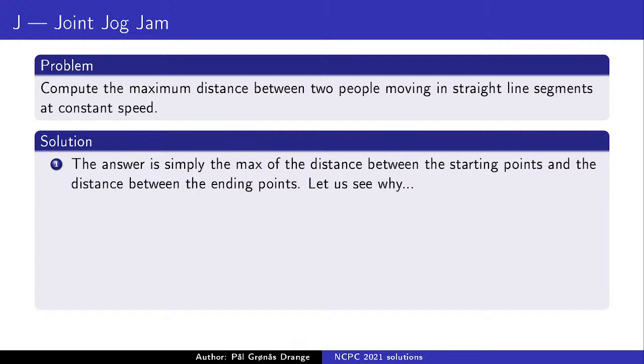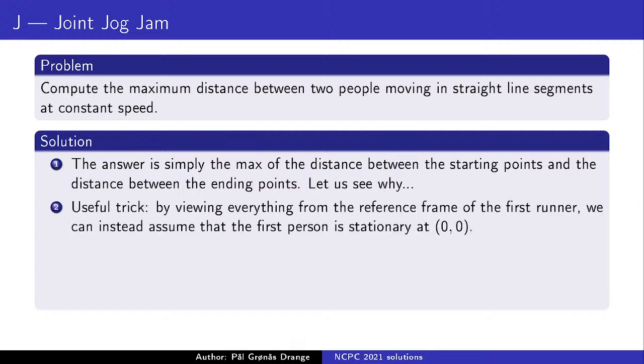This is the answer, and once you know this, it's very easy to code up. But let us quickly see why this is actually the answer. So again, there's an interesting, nice trick here, which if you haven't seen it before, it's another good takeaway lesson, which is that if we view everything from the reference frame of the first runner, we can instead think of that person as being a stationary point at 0, 0, and the second person doing all the running.